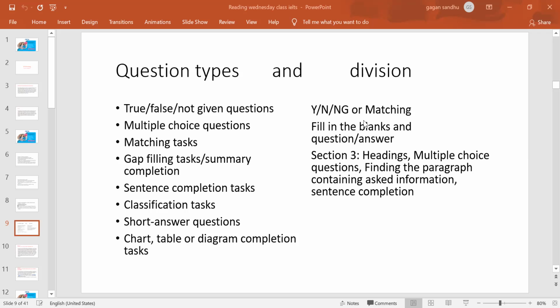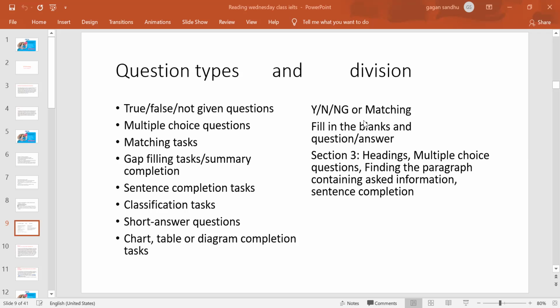All right. So yeah, these are the major questions. And classification and matching. Now, classification and matching, they both won't be in a following order in the reading. You will not be able to find them in the following order in the reading.